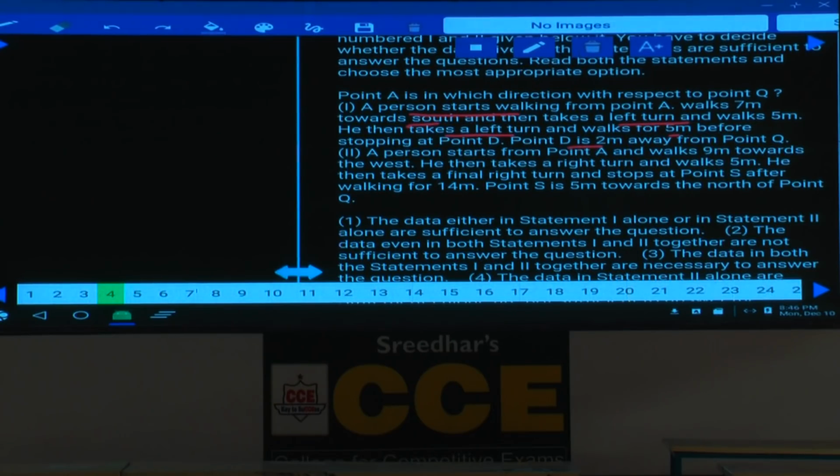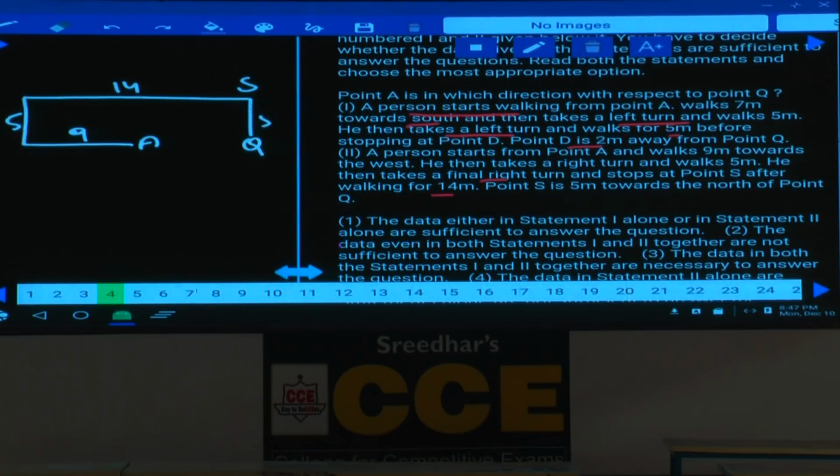Then coming to the second one, a person starts from point A and walks 9 meters towards west. A is here. From here this person has traveled 9 meters, and he then takes a right turn and walks 5 meters, right hand side, 5 meters. And he then takes a final right turn and stops at point S after walking 14 meters. From here 14 meters, and stops at point S. Point S is 5 meters to the north of point Q. S is 5 meters to the north of point Q, so Q will be here.